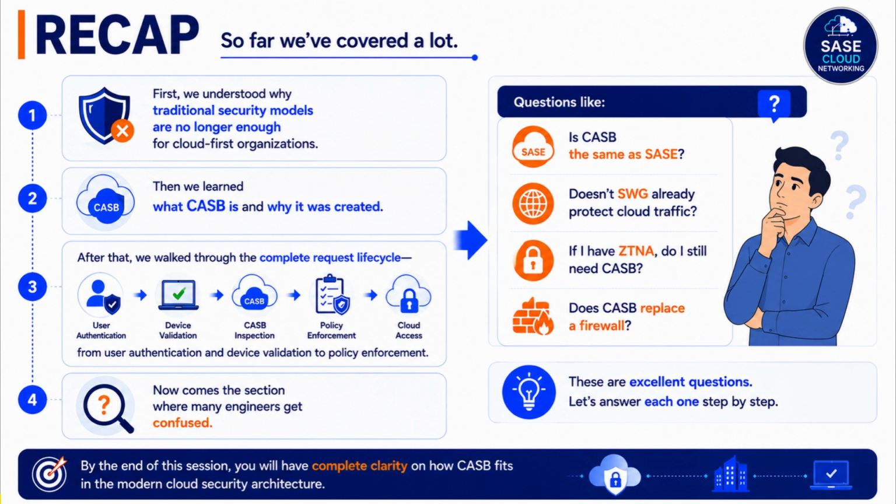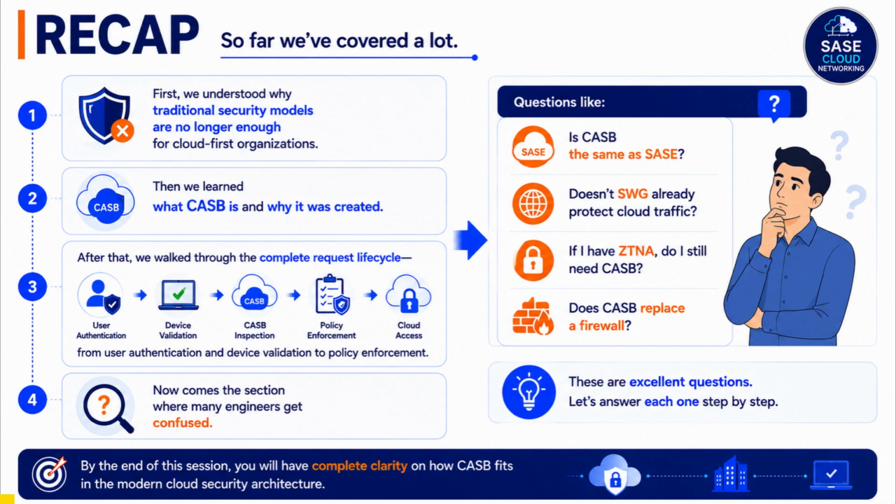Recap. So far we've covered a lot. First, we understood why traditional security models are no longer enough for cloud-first organizations. Then we learned what CASB is and why it was created. After that, we walked through the complete request lifecycle, from user authentication and device validation to policy enforcement.